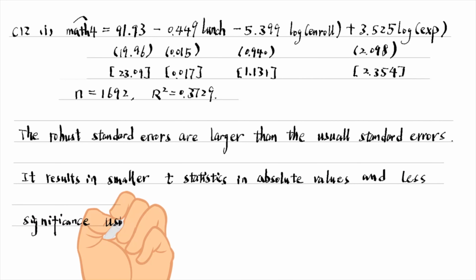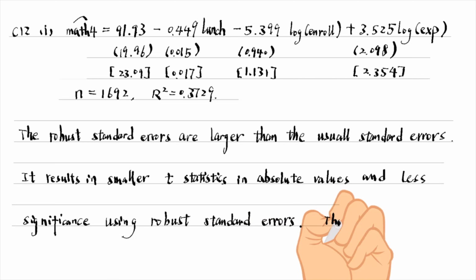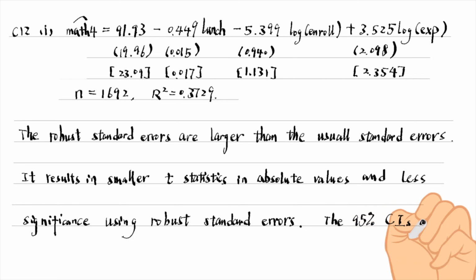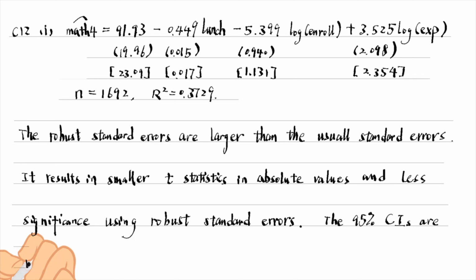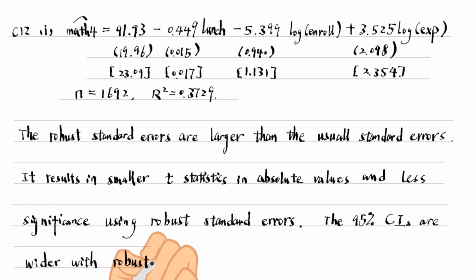For example, the expenditure effect on math test performance is statistically significant at the 10% level using the usual standard error, but insignificant using the robust standard error. The 95% confidence intervals are wider with robust standard errors.